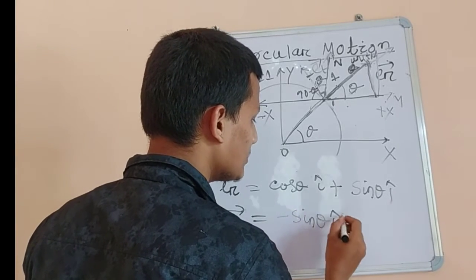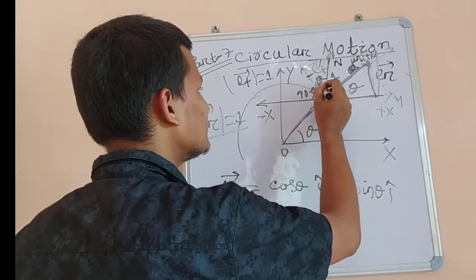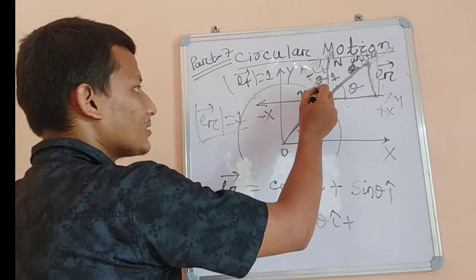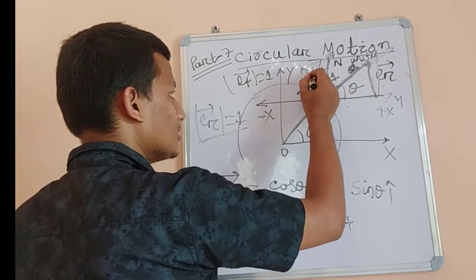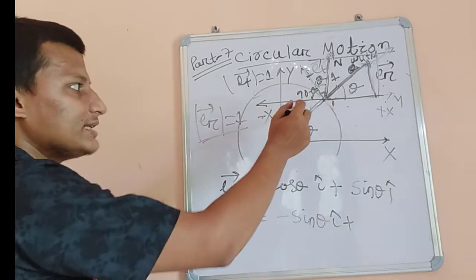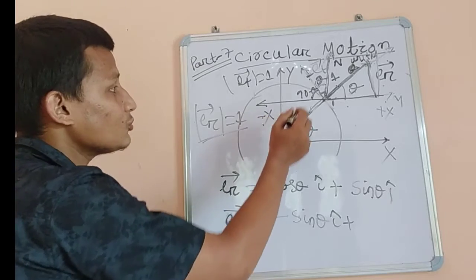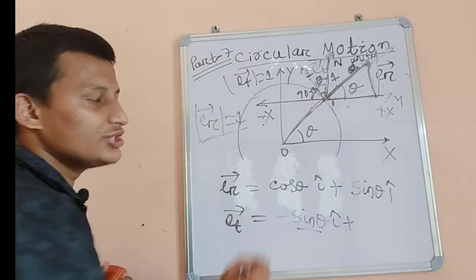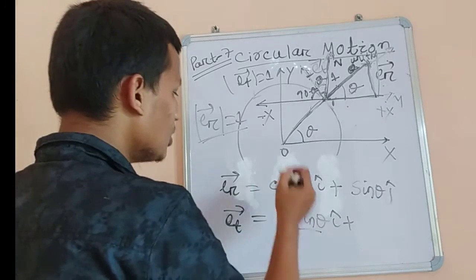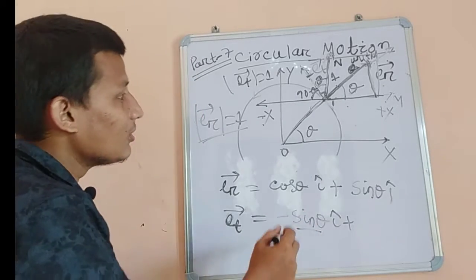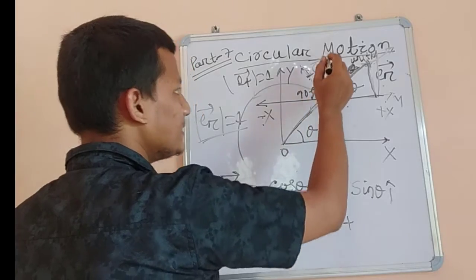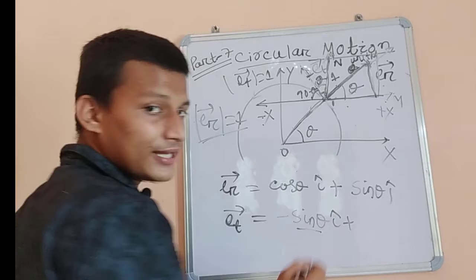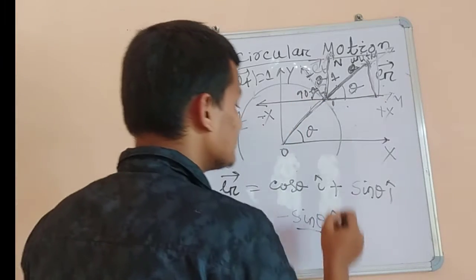Minus sin theta i cap plus, making angle theta with respect to the positive y-axis. The unit vector is making 90 minus theta with respect to the negative x-axis. So cos of 90 minus theta is sin theta. As we are moving opposite to the positive x-axis, this is a minus sign. So our component along the positive y-axis is sin of 90 minus theta, that is cos theta.